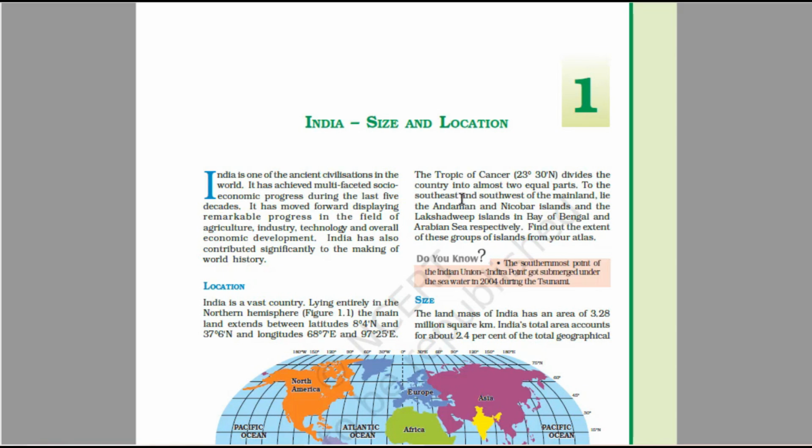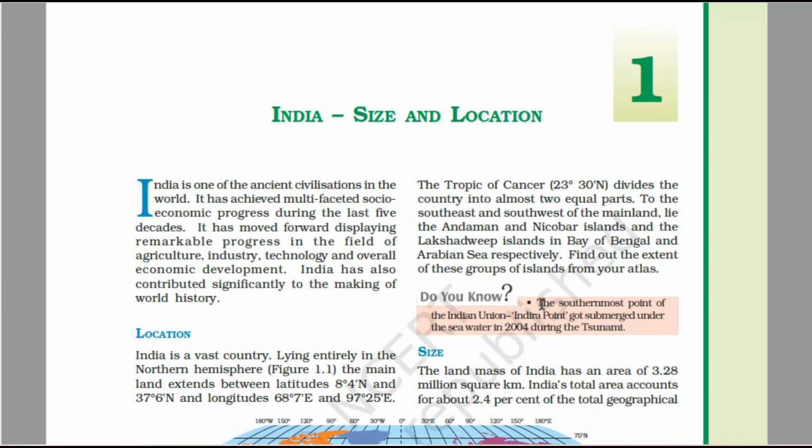To the southeast and southwest of the mainland lie the Andaman and Nicobar Islands and the Lakshadweep Islands in the Bay of Bengal and Arabian Sea respectively. The southernmost point of the Indian Union, that is Indira Point, got submerged under the sea water in 2004 during the tsunami.